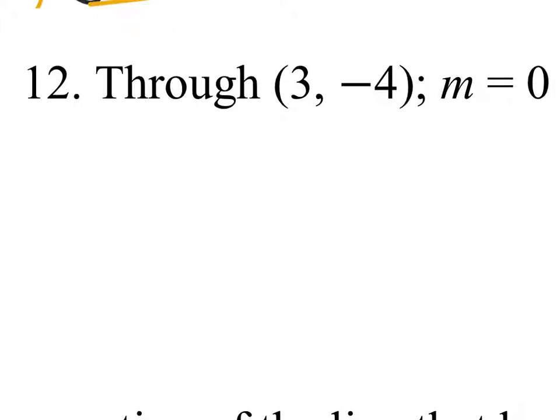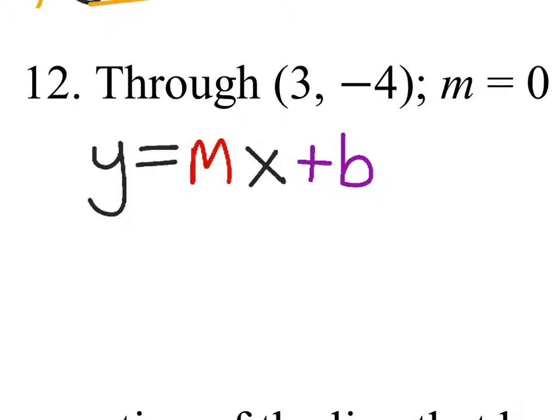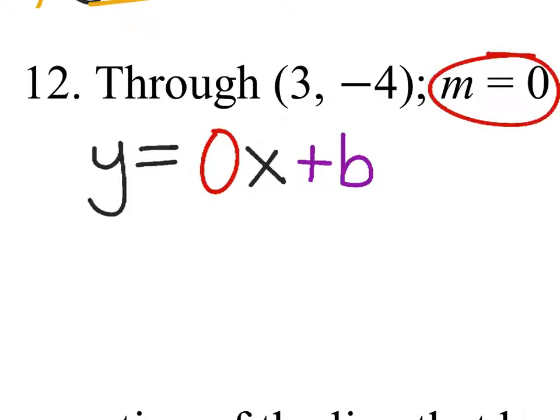Well, now we have the point 3, negative 4, and a slope of 0. This one's doable, right? So in our equation of y equals mx plus b, do we know the slope on this line? Sure does. I got a 0 right here for my m. Do we have an x value? Yes, I got an x value 3. Do we have a y value? Sure. Negative 4. You guys got that too, I hope.